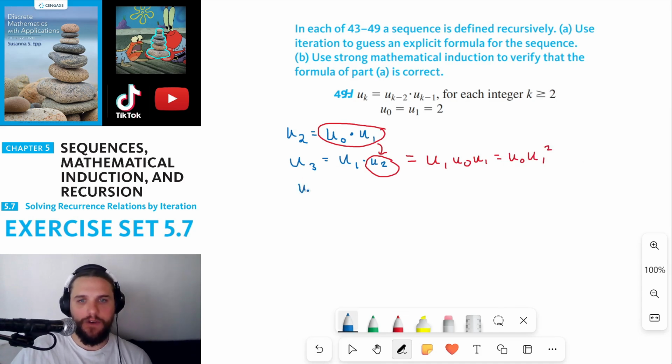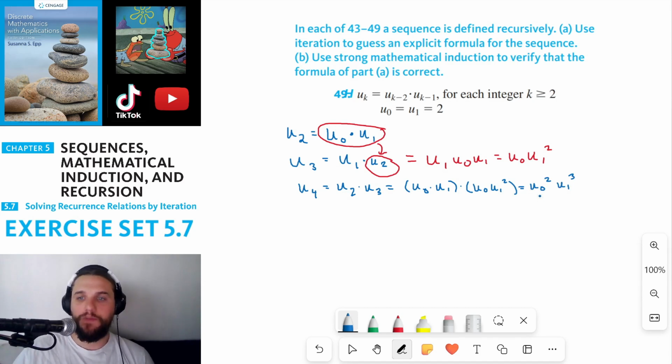Okay, now let's do u sub 4. U sub 4 is, according to the recurrence relation, u sub 2 times u sub 3. But we have expressions for u sub 2 and u sub 3, so I'm going to replace both u sub 2 and u sub 3 with those corresponding expressions. This is u sub 0 times u sub 1, and then u sub 3 is u sub 0 times u sub 1 squared, which can be rewritten as u sub 0 squared times u sub 1 cubed.